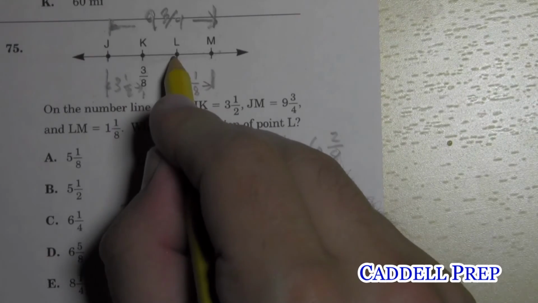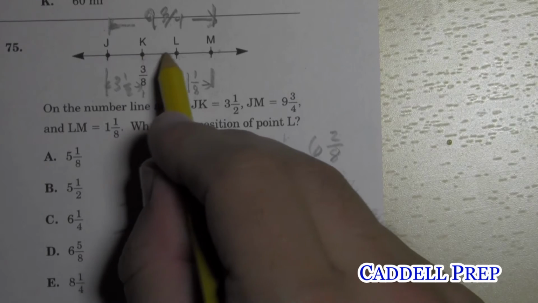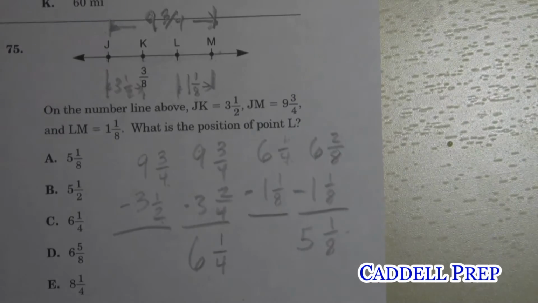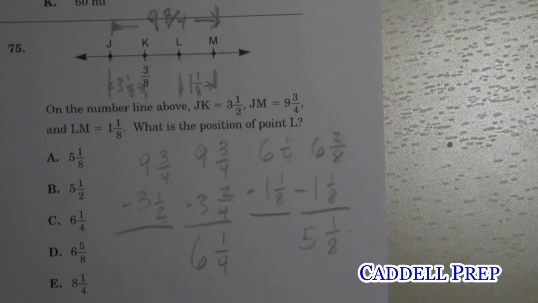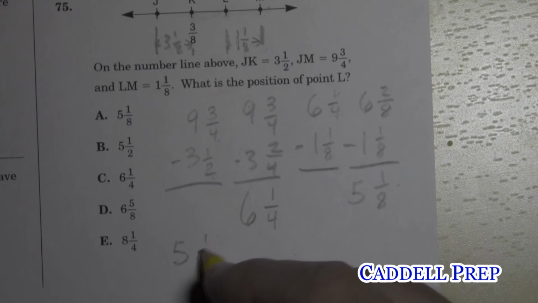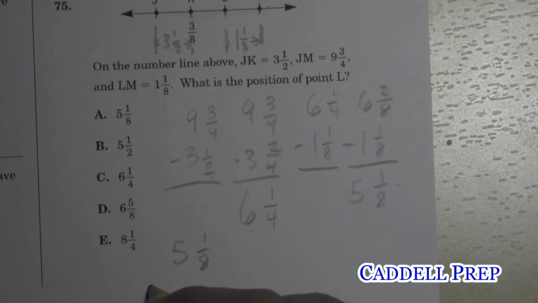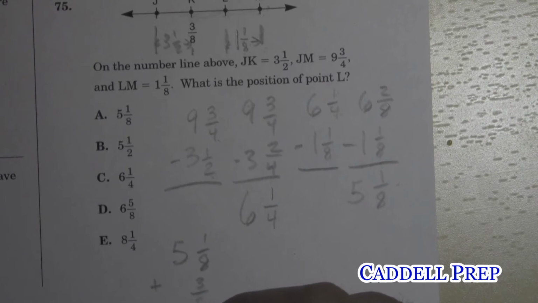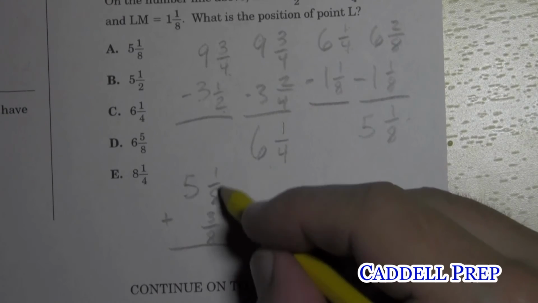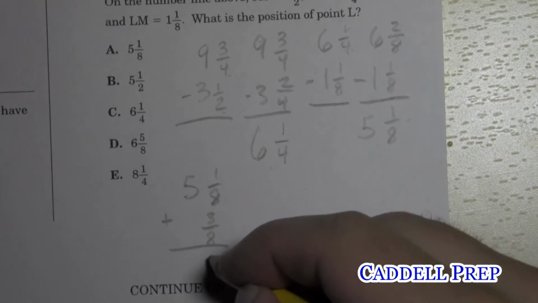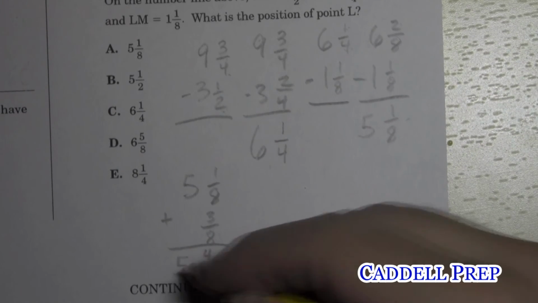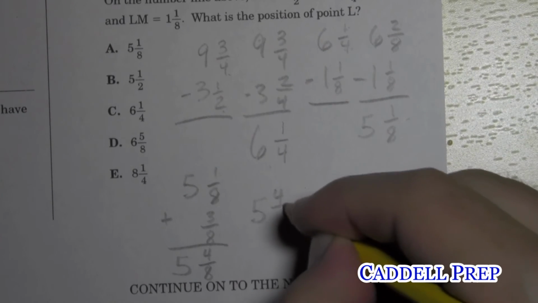So to get from K to L, we have to add 5 and 1/8. So we have 3/8, and we're going to add 5 and 1/8. So now we have 5 and 1/8 plus 3/8. 1/8 plus 3/8, just add in the numerator. 1 plus 3 is 4. So 4/8. 5 and 4/8.